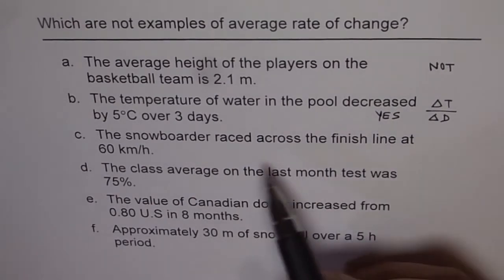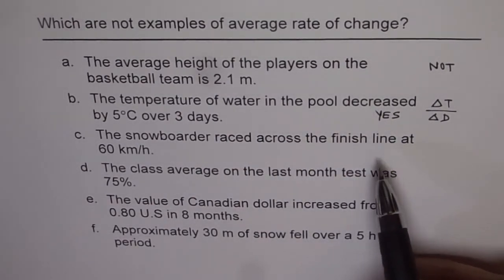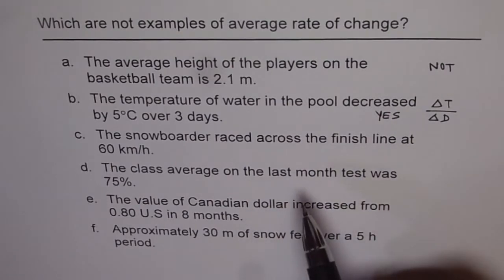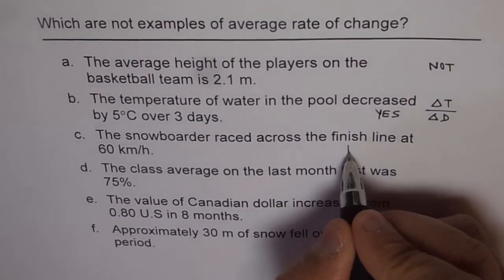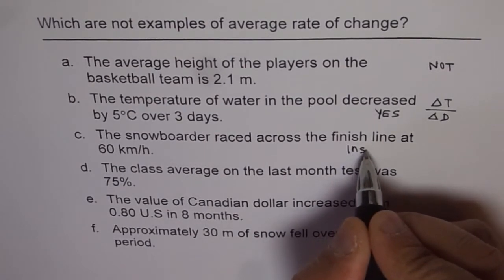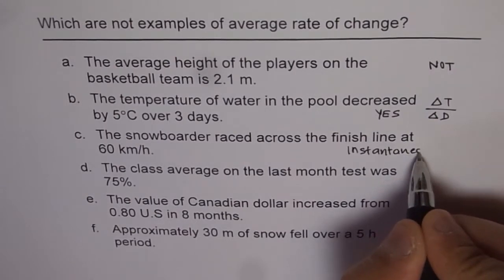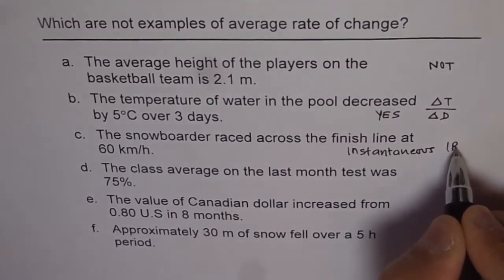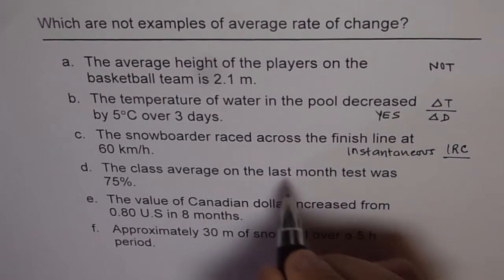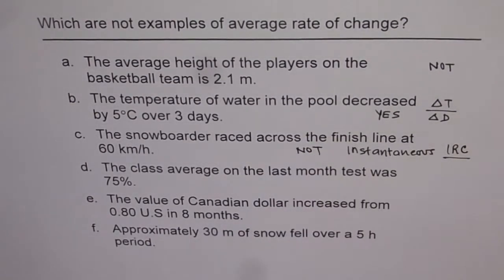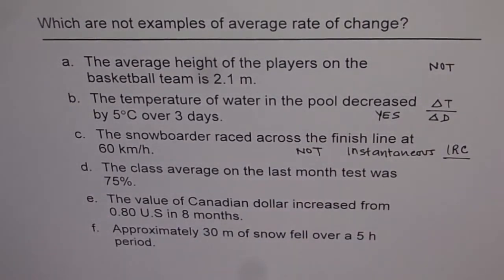The next one is, the snowboarder raced across the finish line at 60 kilometers per hour. So this is actually instantaneous rate of change, right? So let's say IRC, instantaneous rate of change. It is not average rate of change, right? In average rate of change, we need 2 points, correct? That is very important. It's a secant, not a tangent. So this one is instantaneous rate of change, not average.